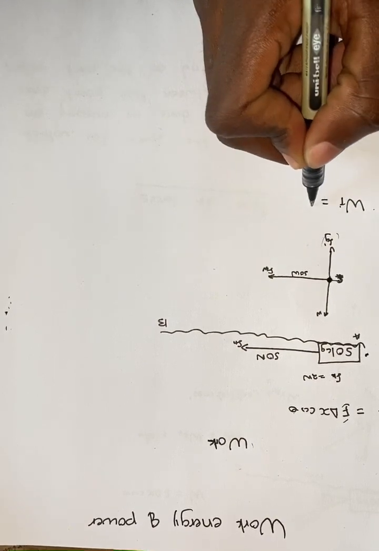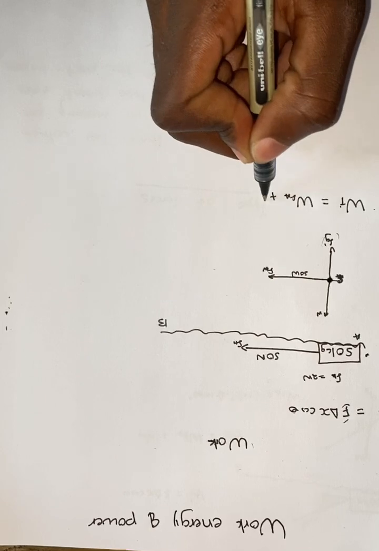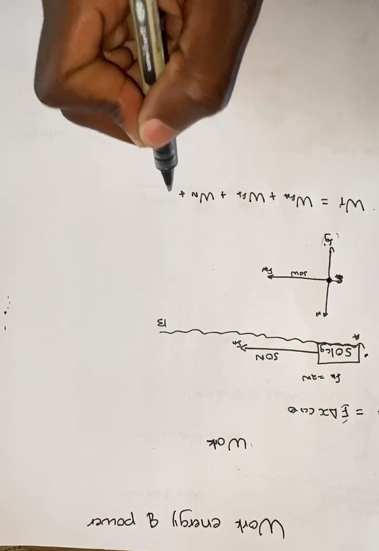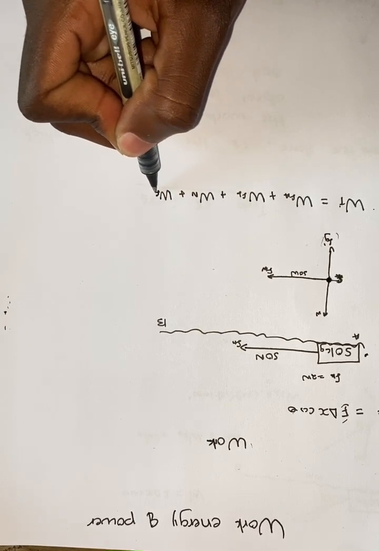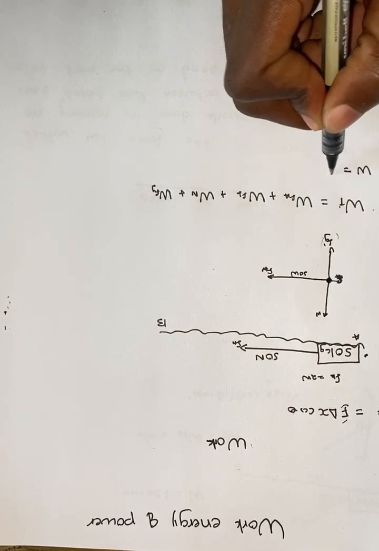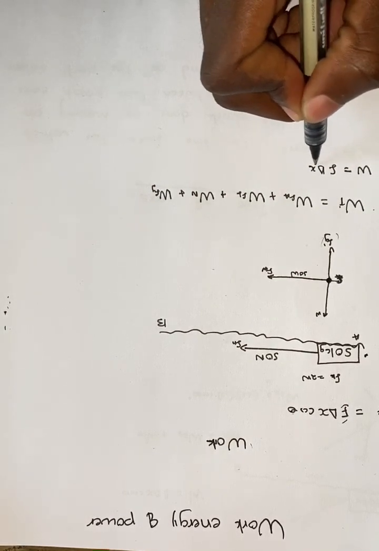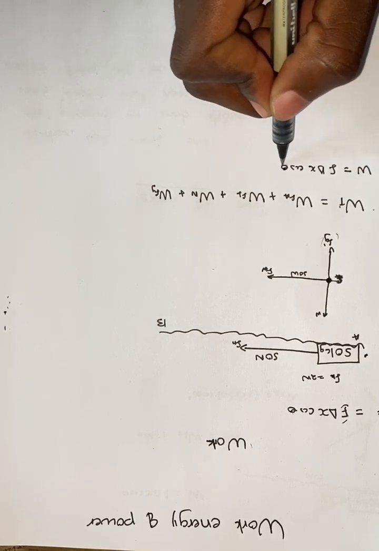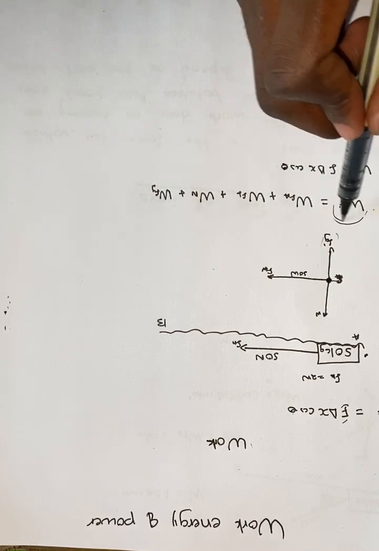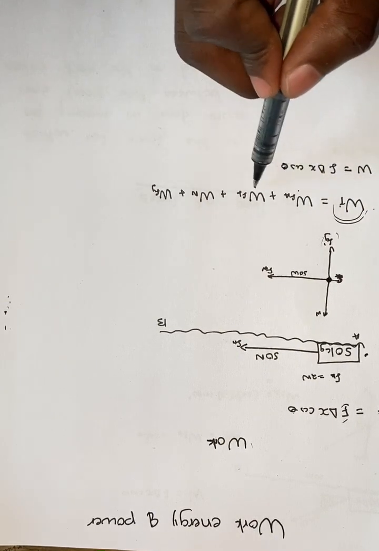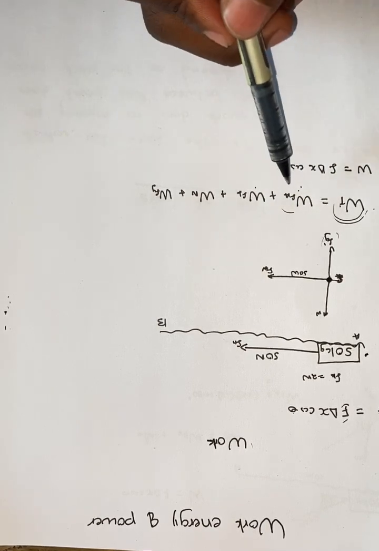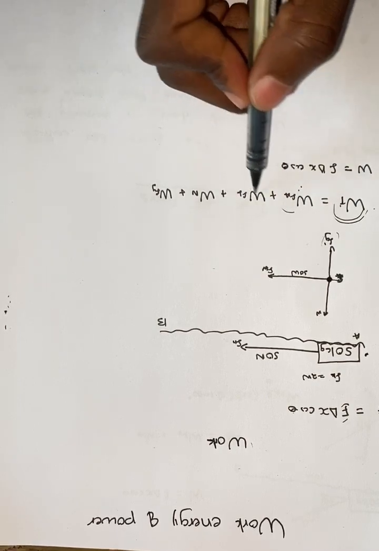total work done is equal to the work done by force applied plus the work done by friction force plus the work done by normal force and the work done by Fg, which is also called the weight. The formula for work is F Δx, which is the displacement, cos theta. Theta is the angle between the force and the displacement. In order to calculate the total work done by all the forces, you have to calculate each and every work done by each force.